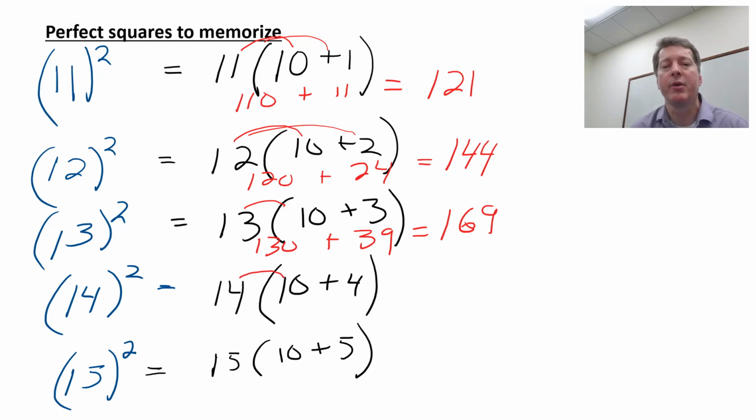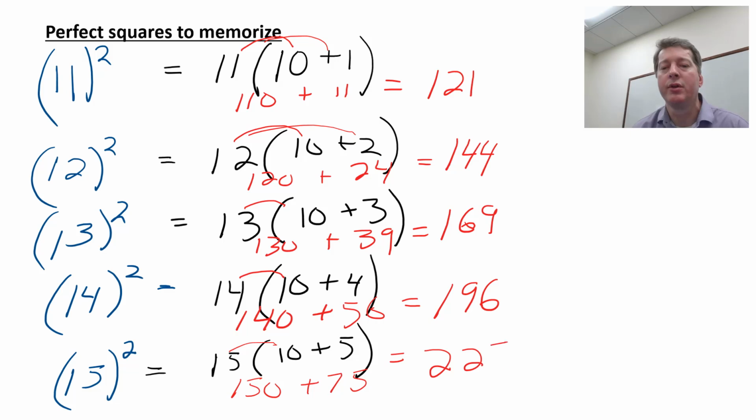14 squared. This one's a little harder to memorize. 14 times 10 is 140, plus 14 times 4. Well, let's see. 14 times 2 is 28, times 2 again is 56. So 14 squared is 196. Good to memorize. And then 15 squared, a little bit easier. 15 times 10 is 150, plus 15 times 5 is 75, so that is 225.